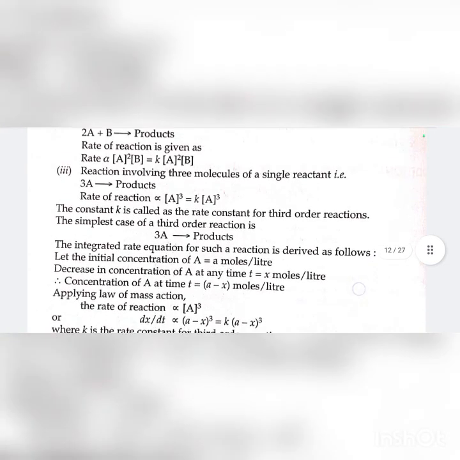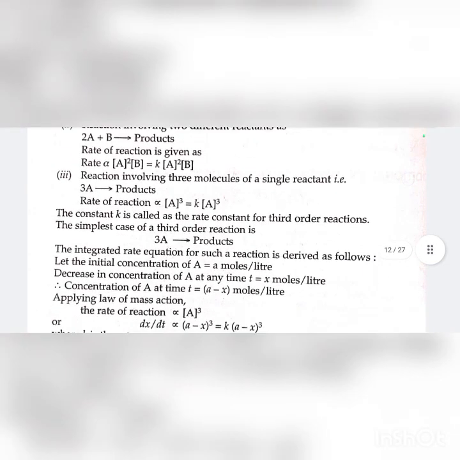Now we will calculate the rate constant formula for the third order reaction. The formula for the rate constant of third order kinetics is K equals 1 by 2t into x into (2a minus x) divided by a square into (a minus x) whole square.